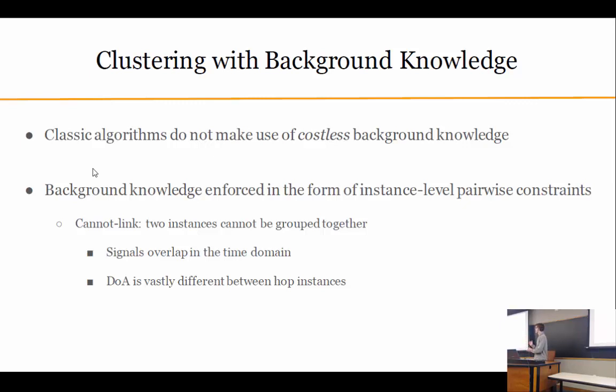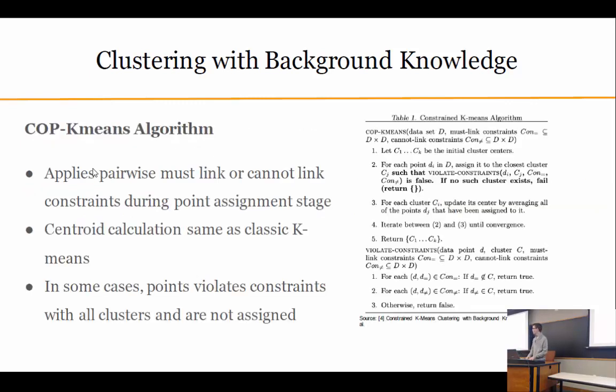Anyways, if a signal overlaps in the time domain, then I'm assuming that it's most likely not from the same source. So if there's any overlap in time, I'm assuming these signals cannot be grouped together at all. So that's where this COP k-means algorithm comes from. And I'm assuming this COP stands for constrained on parameters. This COP applies constraints in the form of must link or cannot link during the point assignment stage. And so that's where it differentiates itself from typical k-means.